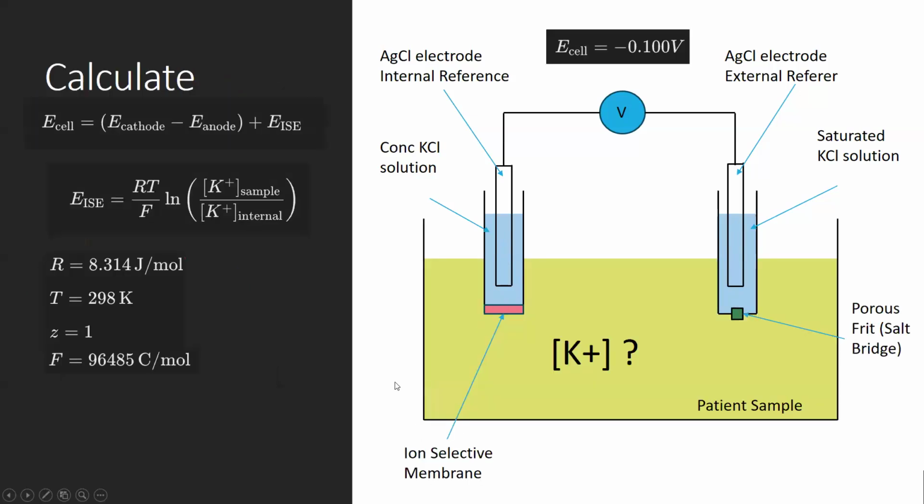Now, if we were then to place the system into the patient sample, we can calculate the K plus concentration in the patient sample. So when placed in, let's say that the voltage changes from 0.0387 and reads minus 0.100 volts. We know that the E cell is equal to the E cathode minus the E anode, which we just calculated, 0.0387, plus the ion selective electrode, and we know that the E cell is minus 0.100. Rearranging to find the E of your ion selective membrane, you can then utilize this value to work out the sample potassium concentration. You can try this at home at a later point with a calculator, but you should find that the potassium of your sample becomes 4.5 millimolar.